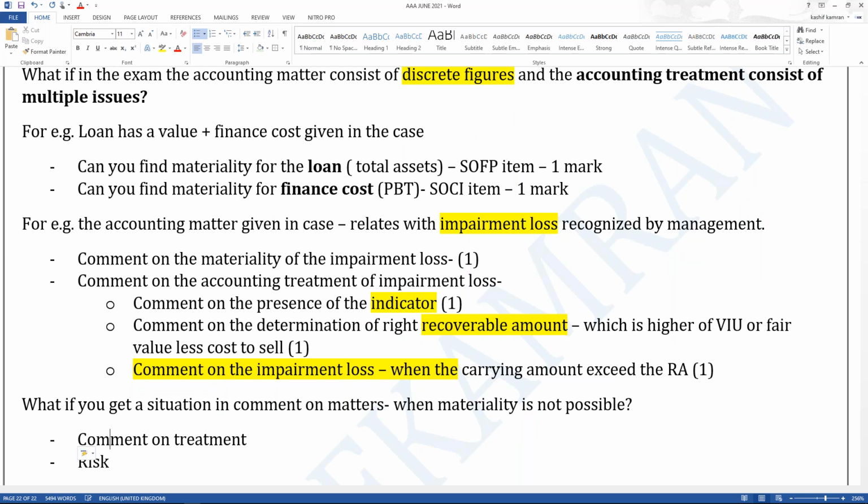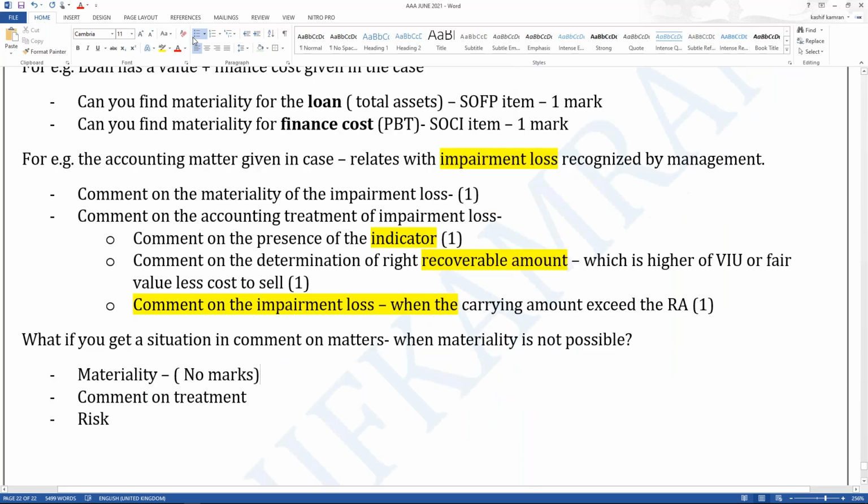You cannot get any marks for materiality if numbers are not given and you cannot find the materiality. So you will get no marks for materiality because that's not possible. You cannot forcefully identify materiality. And in the past paper, there are a number of situations where the examiner keeps materiality at 0 because he's not giving you any numbers to work on materiality.